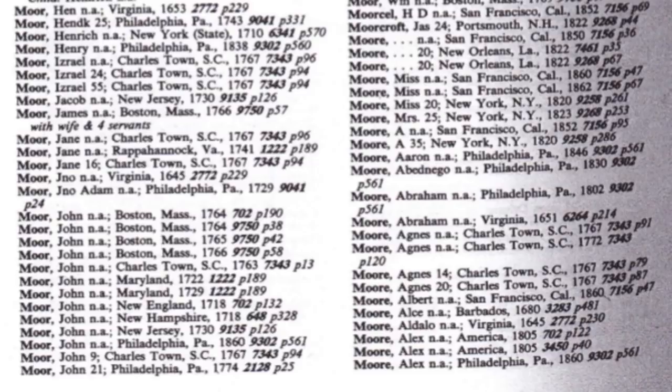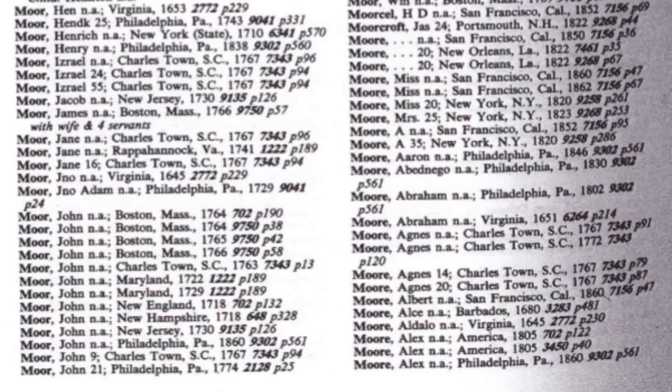So you see Moore, you see Henry, Israel, Jacob, James, Jane, John, and you see them again, 1700s. And so you see going into Charleston, significant number going into Charleston. You have New Jersey, you have Boston, Philadelphia, Boston, New Hampshire, New Jersey, Charleston again.